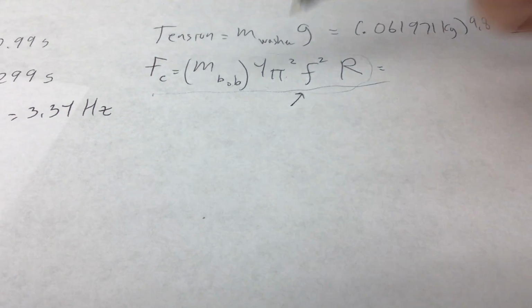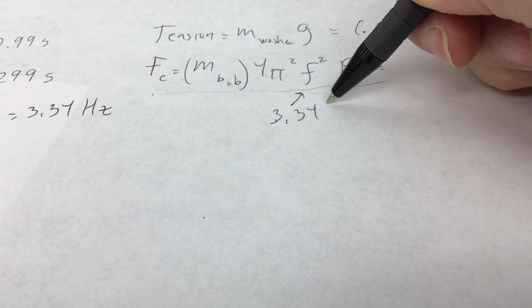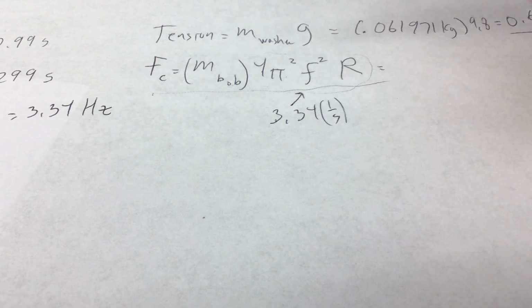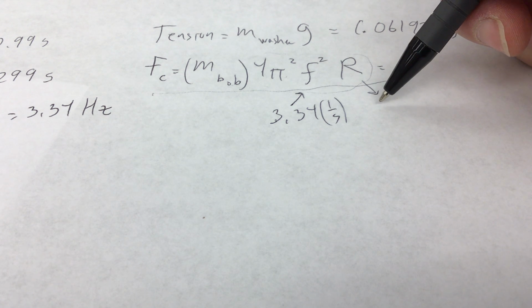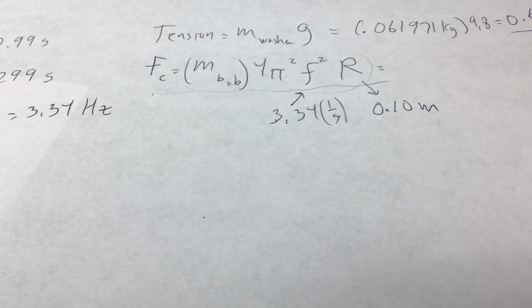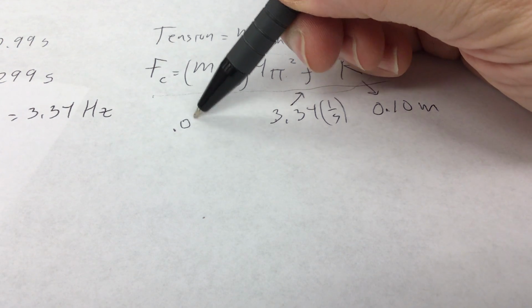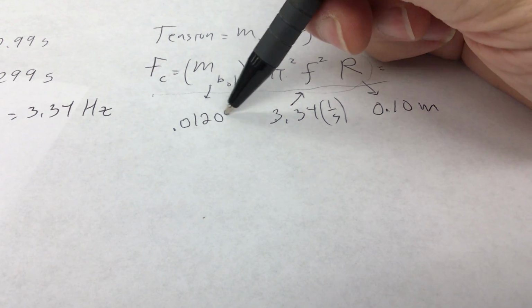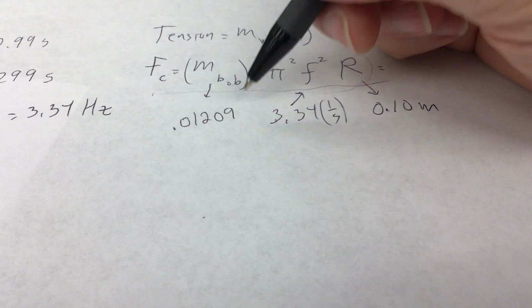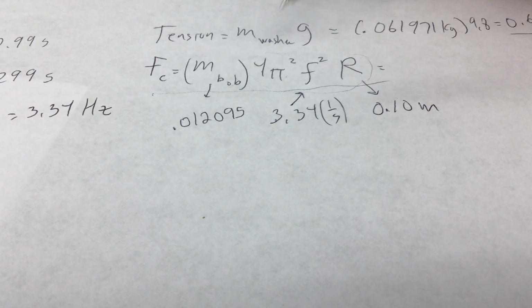So now we know what to put in f. We're going to put 3.34 hertz, or 1 over seconds, in there. R is the radius, and for the first trial we had 0.10 meters, right? Approximately. And the mass of the bob, that was 0.01209. I think that was a 5 on the end. I can't read my writing, so plug them all in and get the value. Then you can compare it with the tension.